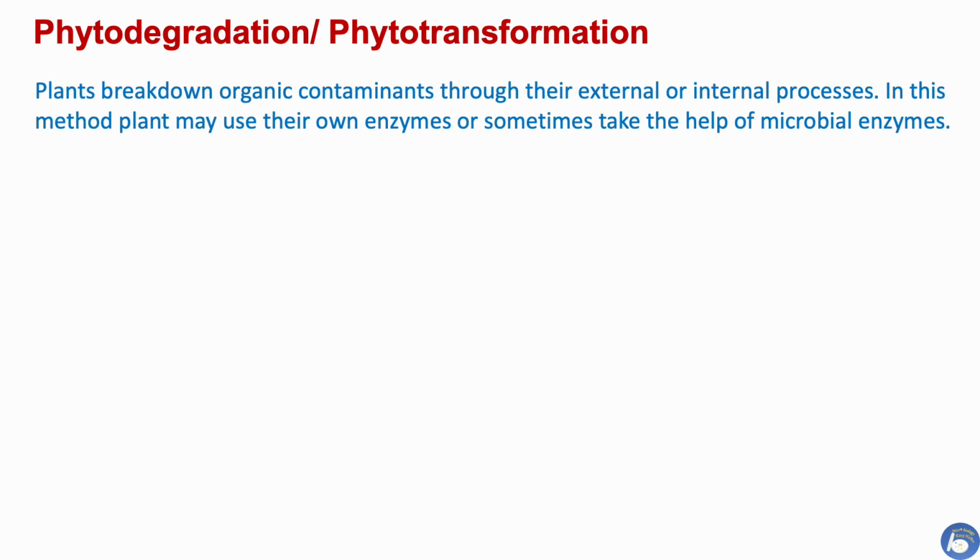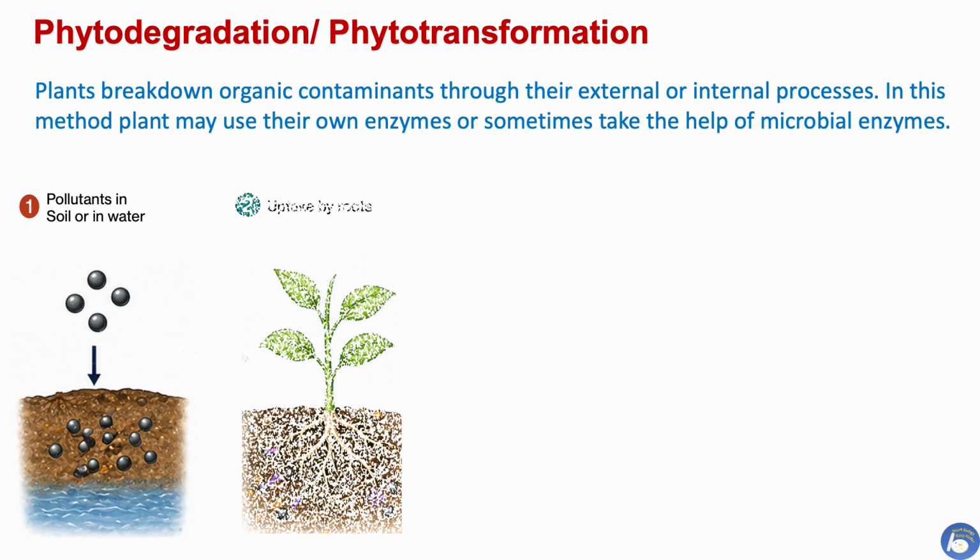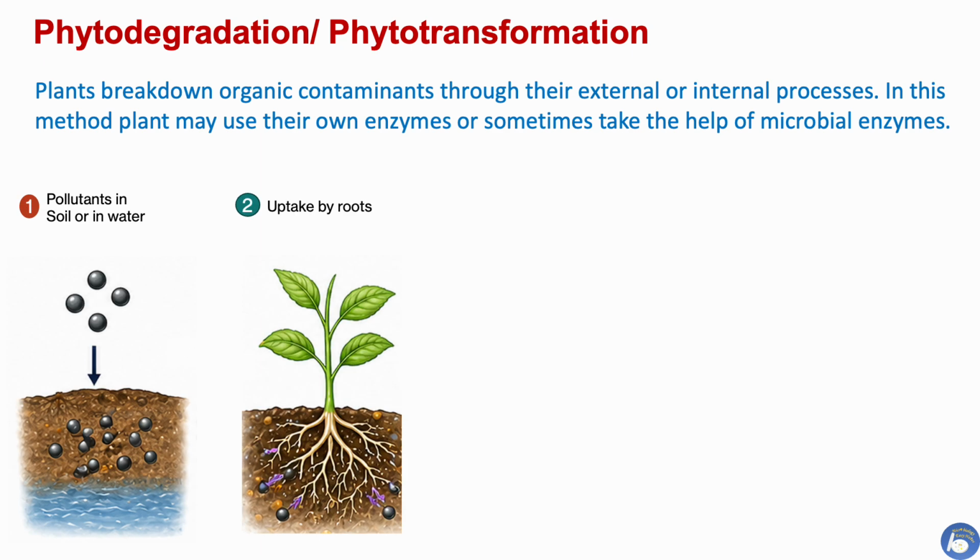The first mechanism is phytodegradation, also known as phytotransformation. When plants break down organic contaminants through their external or internal processes, it is called phytodegradation. In this method, plants may use their own enzymes or sometimes take the help of microbial enzymes. What are the steps involved in phytodegradation? The first step is that pollutants are absorbed by plant roots through passive diffusion or transport proteins.